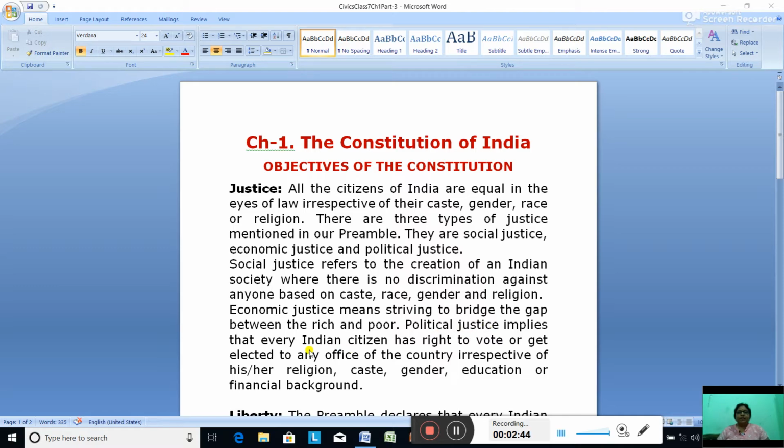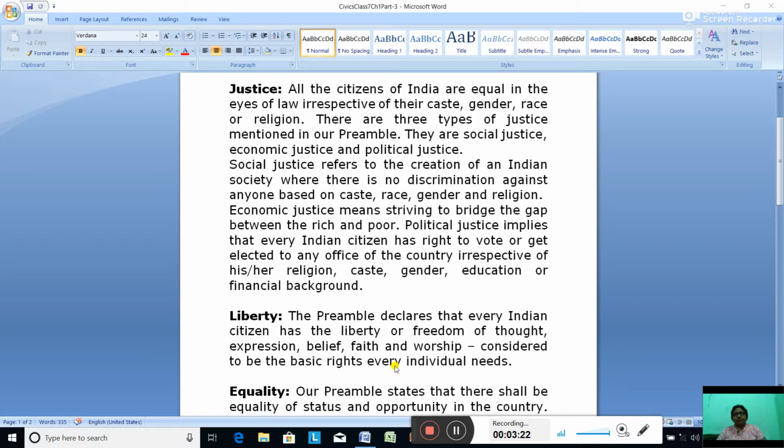Political justice implies that every Indian citizen has the right to vote and to get elected to any office of the country irrespective of his religion, caste, gender, education or financial background. So here political justice means every Indian citizen has a right to vote without any discrimination. So we completed three types of justice, that is social justice, economic justice and political justice.